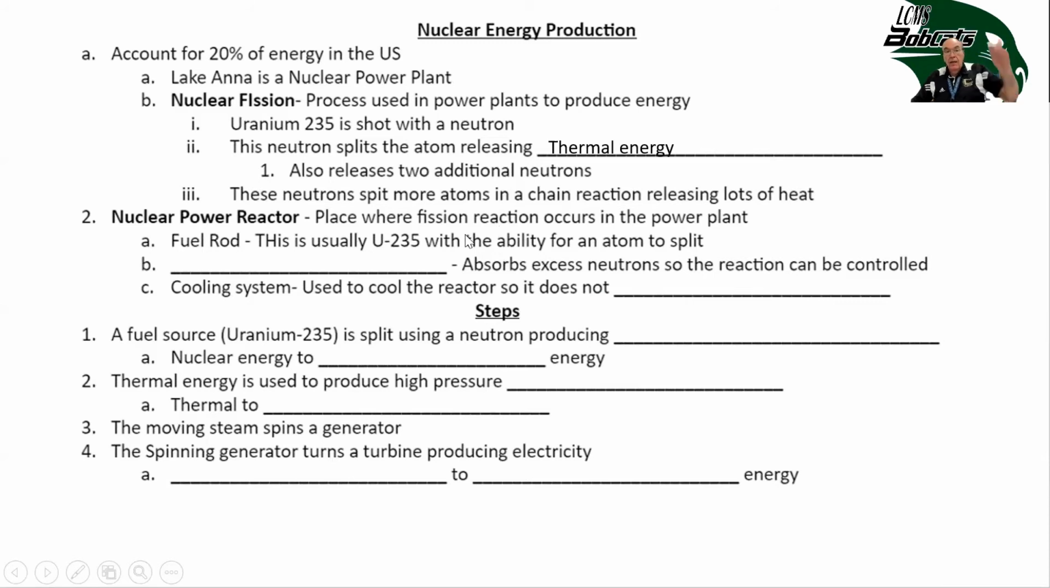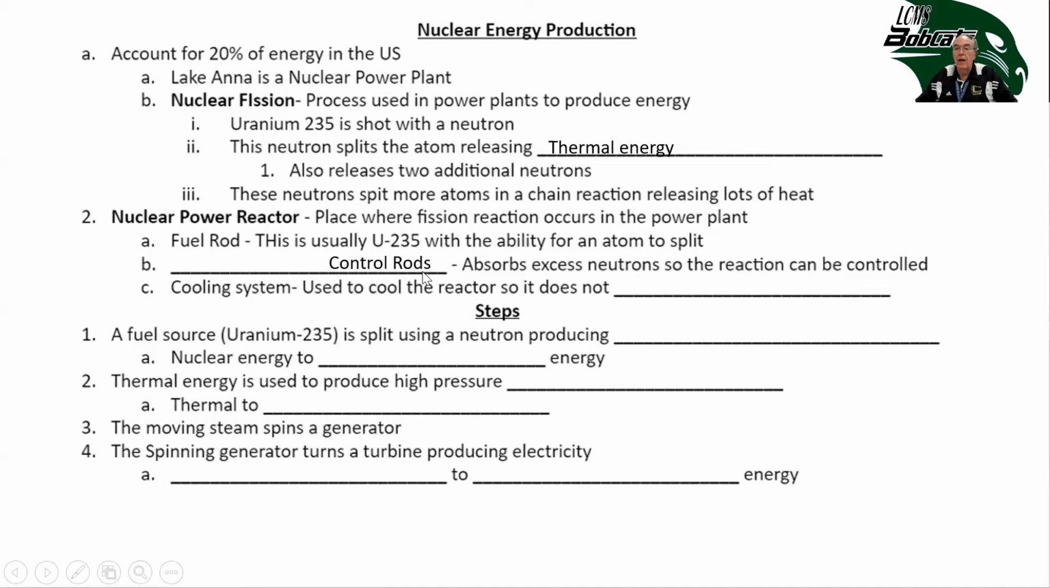Okay, nuclear power plant, nuclear reaction, nuclear power reactor. So the reactor, where the reaction is going on, is the place where the fission occurs in the power plant. And the fuel rod is the uranium-235. And we have the ability to split the atom.